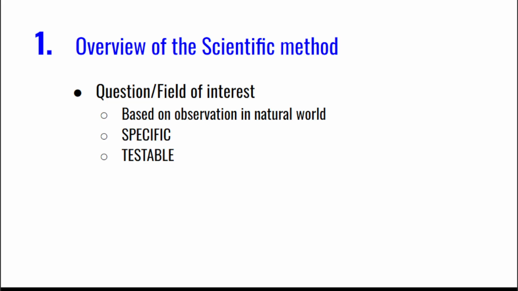So the first part of the scientific method is to identify a question or field of interest. This should be based on an observation in the natural world. It is very important that the question is specific and it is testable. Okay, specific and testable. I'm going to give some examples here of questions that I think are pretty good and pretty not so good.